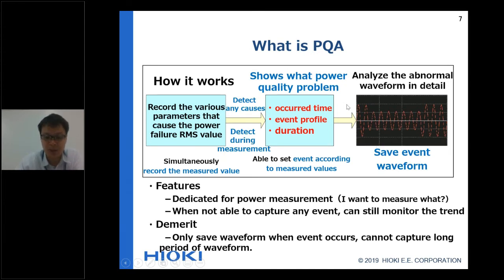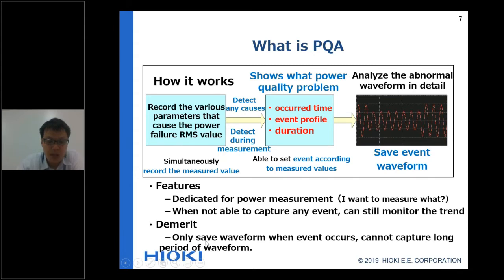This is our power quality analyzer. So you can use it dedicated for power measurement, so you can understand what you want to measure. Even if you didn't detect the event, you can still get the trend of the pure power. So these are the good features.